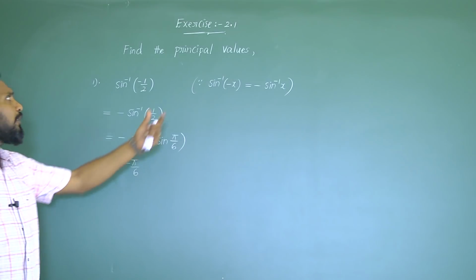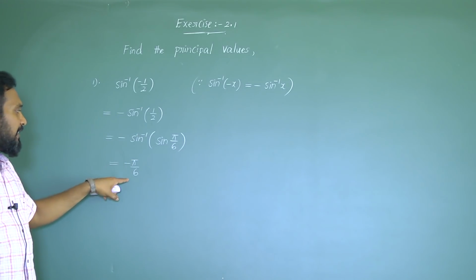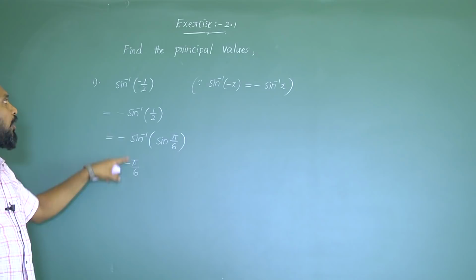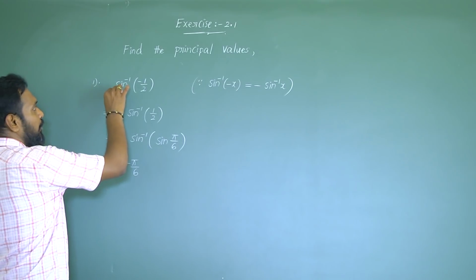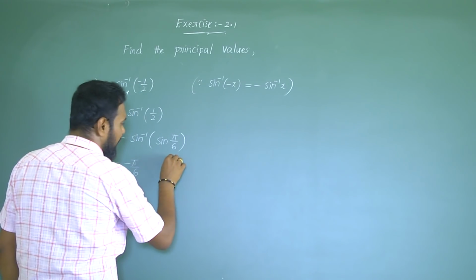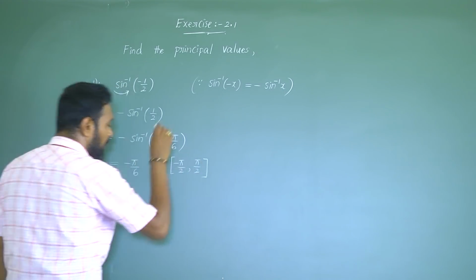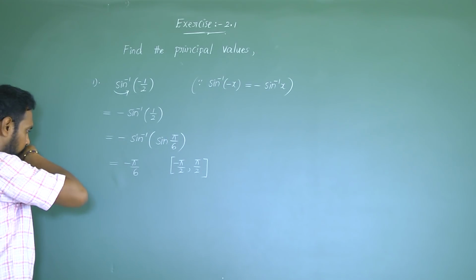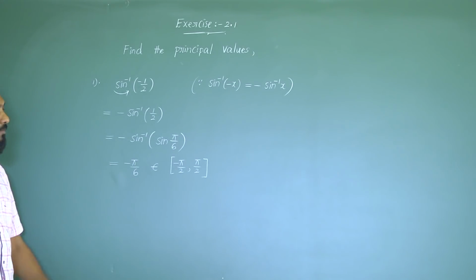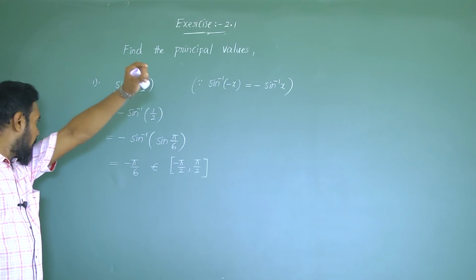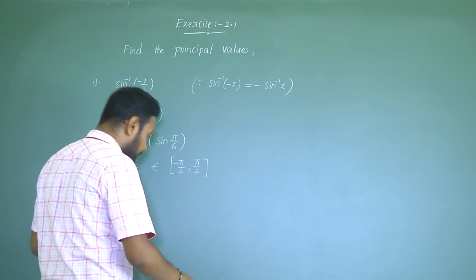Remember, while calculating the principal value of any inverse trigonometric function, this value should lie in the range of that inverse trigonometric function. What is the inverse trigonometric function here? Sine inverse. What is the range of sine inverse? Minus 90 comma plus 90. So this value minus pi by 6 belongs to this interval. That's why this becomes the principal value.